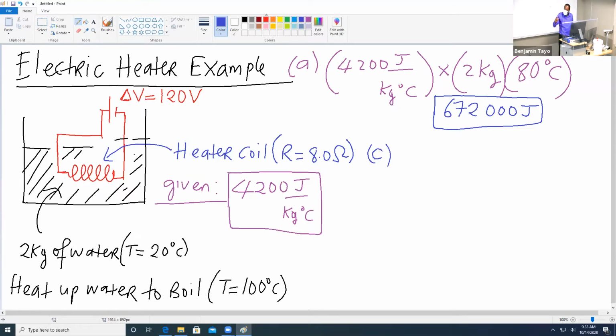So we know that resistance is voltage over current, so current is equal to voltage over resistance. Now, if you substitute that, what do we get? That would just be 120 divided by 8. So that gives me a current of 15 amps.